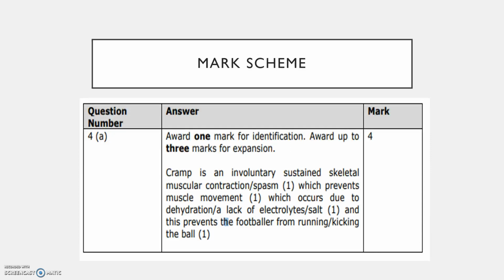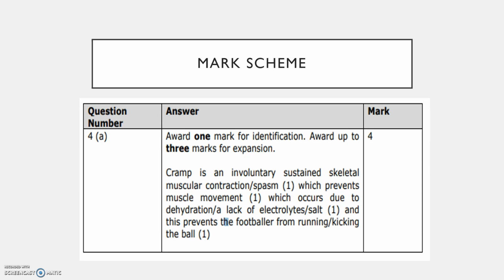Cramp is an involuntary sustained skeletal muscular contraction, which prevents muscle movement. 2 marks for that, which occurs due to dehydration or lack of salt. 1 mark: this prevents the footballer from running pretty forward or kicking the ball. Self-explanatory. You should know that from common sense.